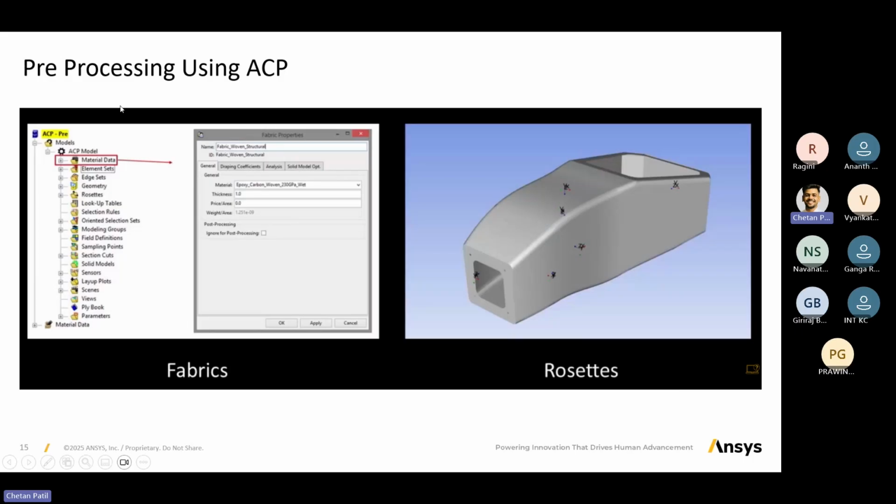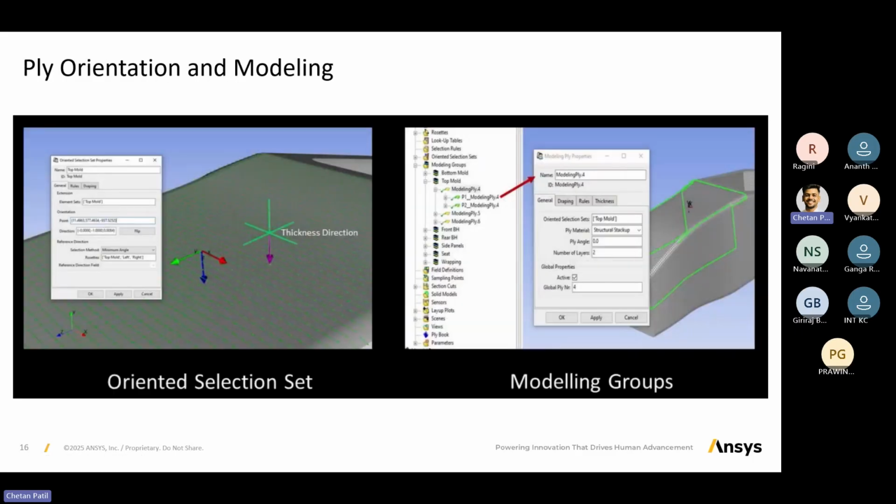So after that, in the pre-processing part using the Ansys ACP, we are going to create the fibers with respect to the materials that we selected over there. And we are going to create the rosettes for defining the fiber orientation and the directions of the fibers that we have created. Then we are going to apply the ply orientations over here. So in which particular direction we need to provide the thickness. It totally depends on what surface you have selected initially from the solid geometry.